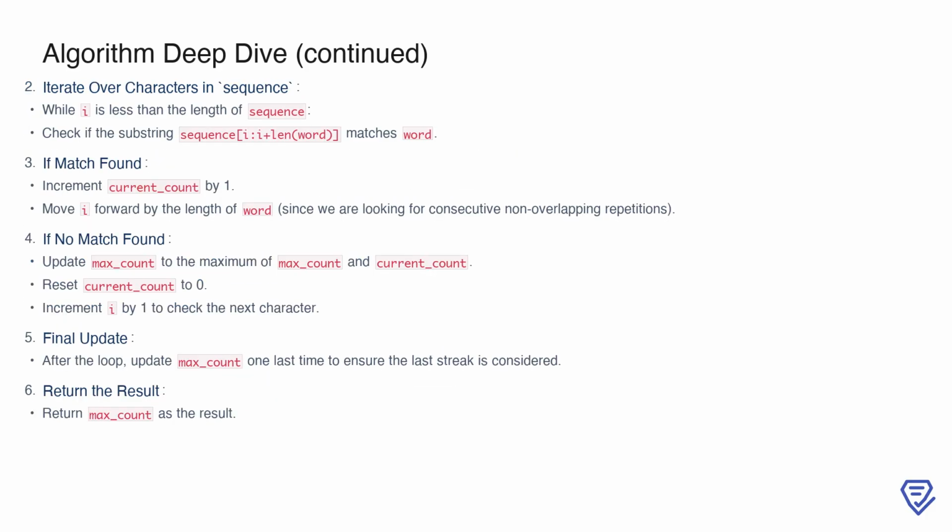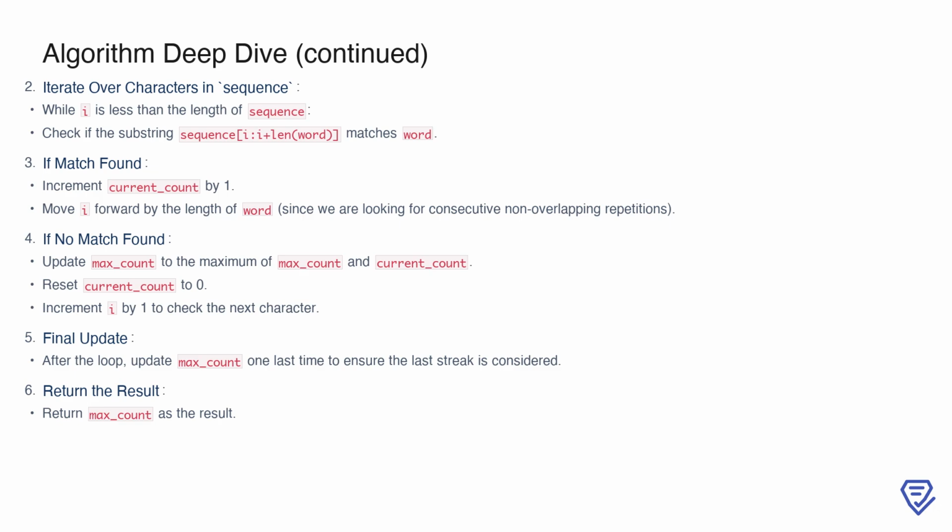Now, let's discuss how the optimized sliding window approach is implemented. First, we iterate over the characters in sequence using an index i. At each step, we check if the substring from i to i plus len(word) matches word. If there's a match, we increment the current_count by 1 and move the index i forward by the length of word. This ensures that we're checking only for consecutive, non-overlapping repetitions.